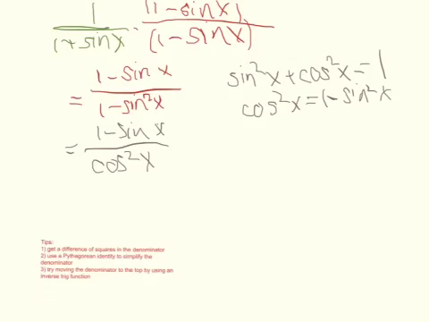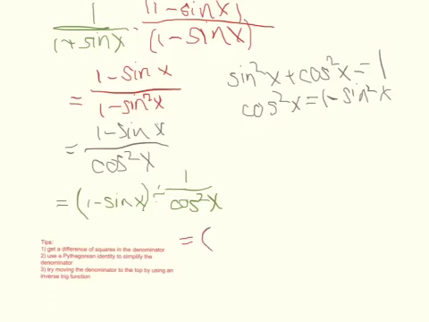Now I'm going to rewrite this horizontally because I think it might help us see what's going to cancel here. If I rewrite this horizontally, I get 1 minus sine x divided by 1 over cosine squared x. Now we saw this several times today: when we're dividing by a fraction, that's the same thing as multiplying by the reciprocal.